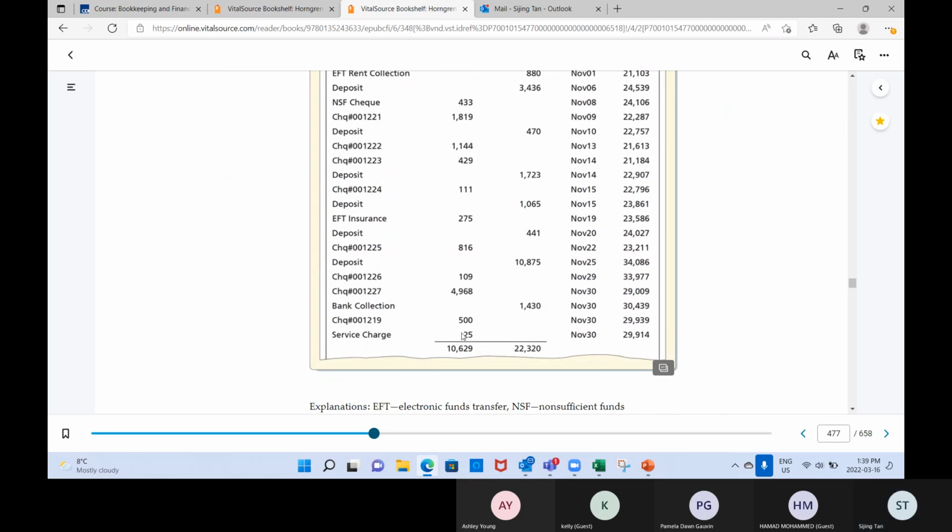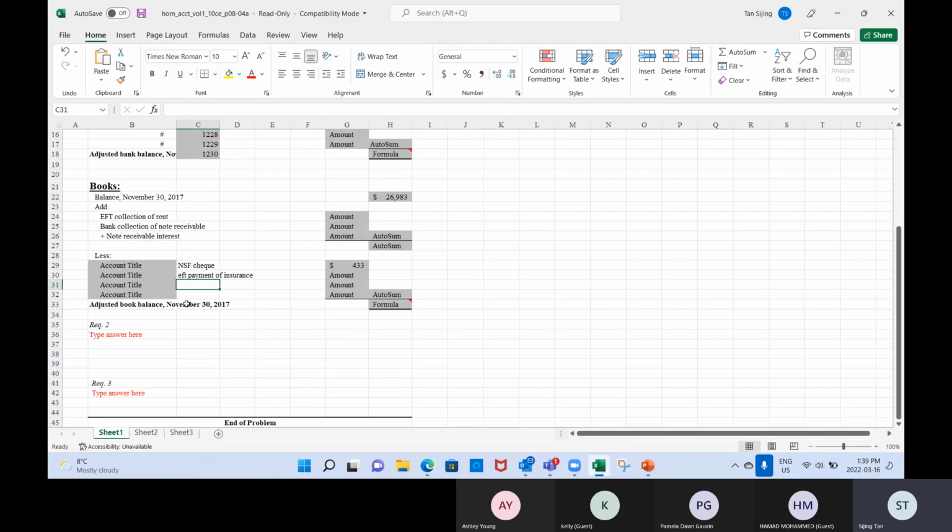Service charge. Always remember the service charge, because banks always charge a service charge, right? So we just put this service charge back into your bank reconciliation. We have service charge, $25. Now we're putting $25.